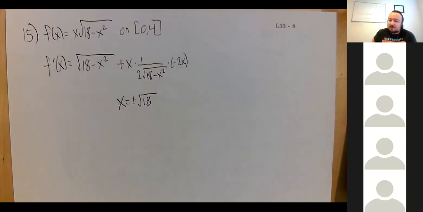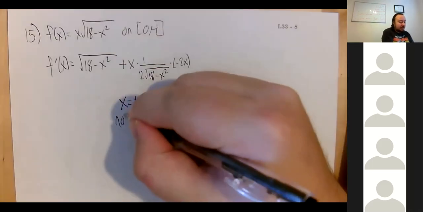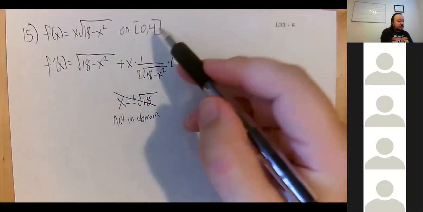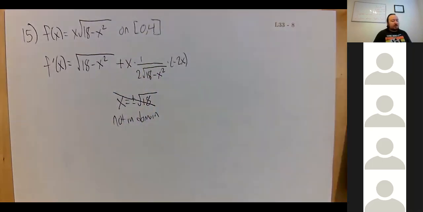Would that not be in the domain? It would be greater than 4. That's right. Yeah, so the square root of 18 definitely needs to be bigger than the square root of 16, which is 4. So positive root 18 won't be in there. And then no negative numbers at all are in this domain. So you guys are right. These are not in the domain. So we don't care about them. Now, if we expanded this domain and we maybe did like negative 5 to 5 or something, then we would include those numbers, but not in this problem.